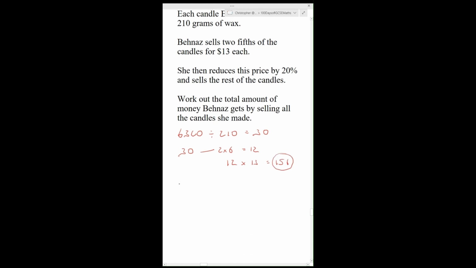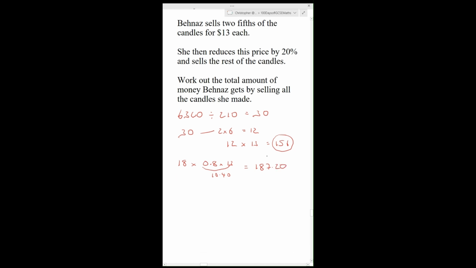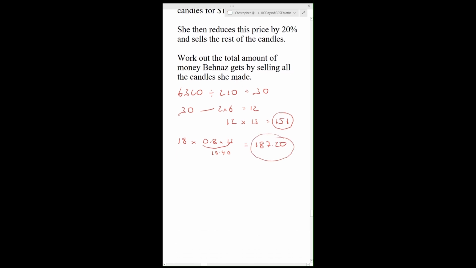And the remaining candles, the 18 candles, she doesn't sell for £13. She only sells for 0.8 of 13. So she only sells those for £10.40. So 18 times £10.40, 187.20. So altogether, how much money does she make? She makes £343.20.